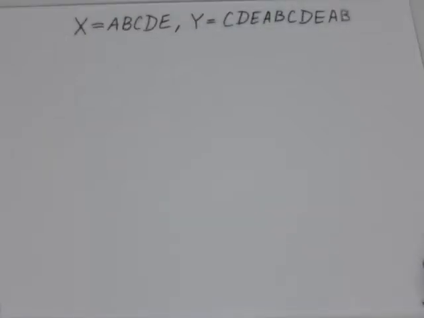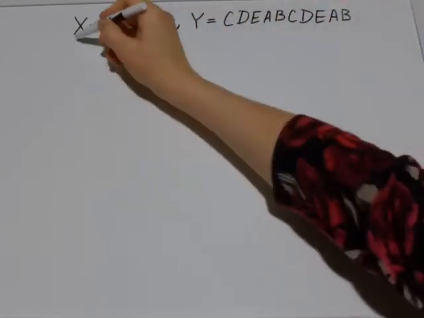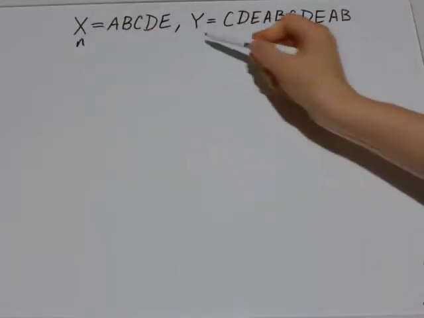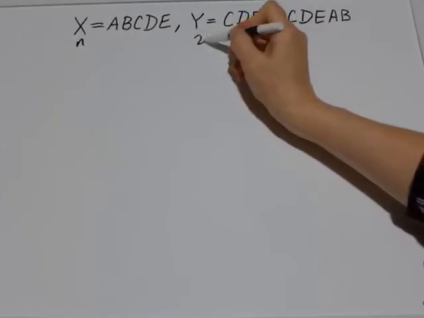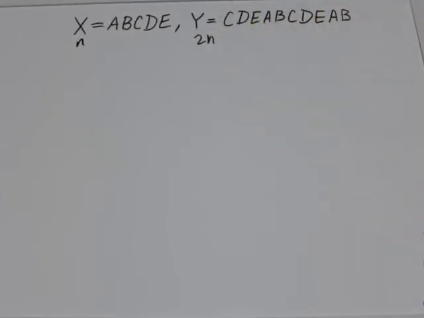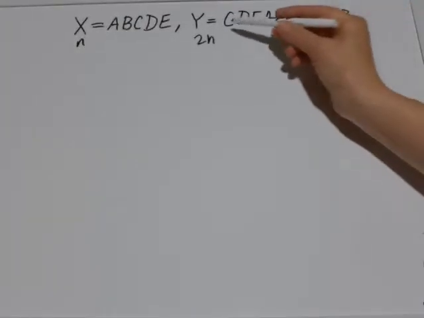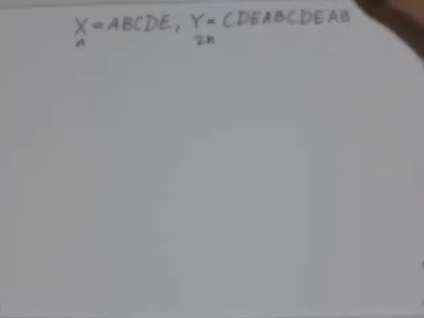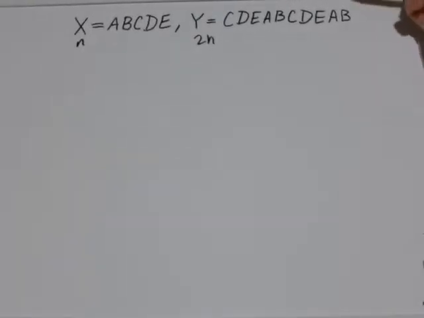In this problem, we are given two strings. String x has length n and string y has length 2n. You need to write an algorithm that identifies whether y has a specific form, has a specific structure.